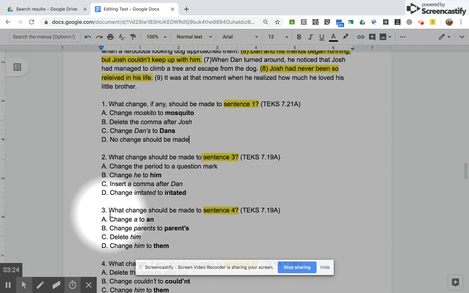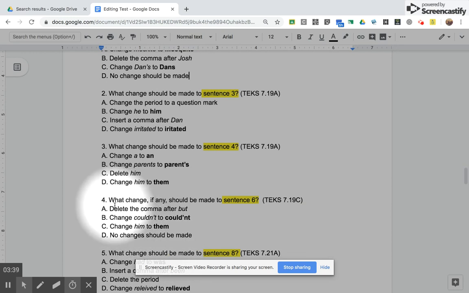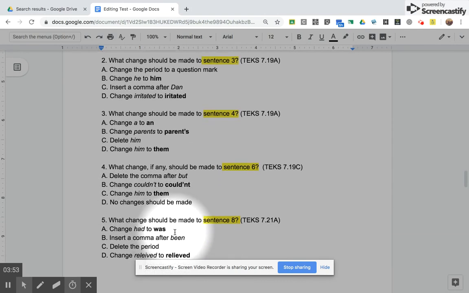Number three, what change should be made to sentence four? Change Dan's to Dan. Change parents to parent's. Delete him or change him to them. Number four, what change, if any, should be made to sentence six? Delete the comma after but. Change couldn't to could not. Change him to them. No changes should be made.